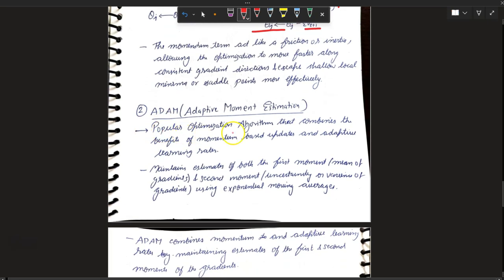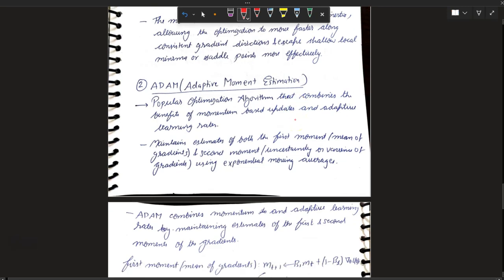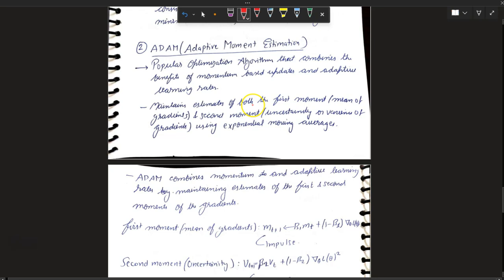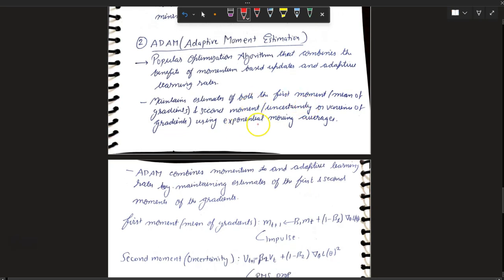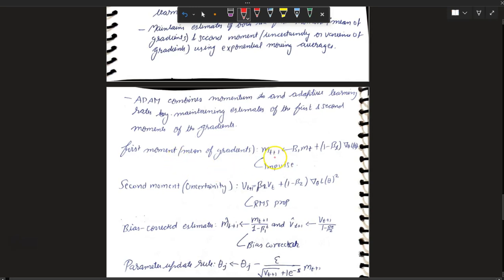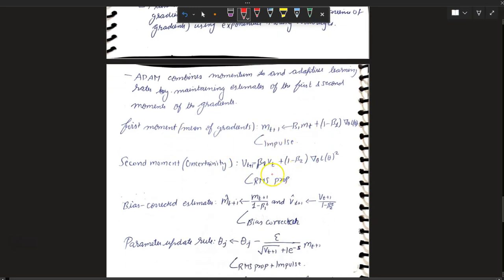This is a popular optimization algorithm that combines the benefits of momentum-based updates and adaptive learning rates, and maintains estimates of both the first moment and the second moment. This is the equation we'll see here. The first moment equation is this and the second moment equation is this. Try to figure out the similarities: this is M and this is V, and t plus 1 is the same.